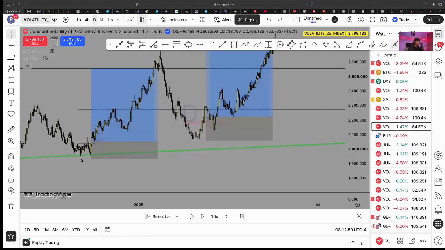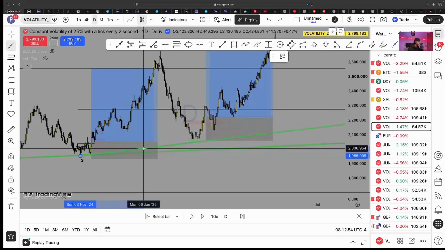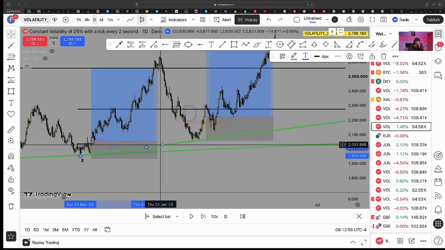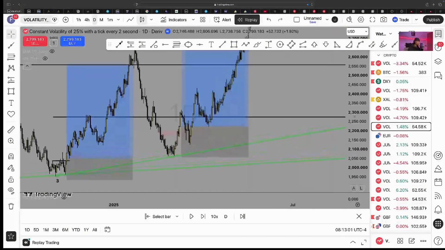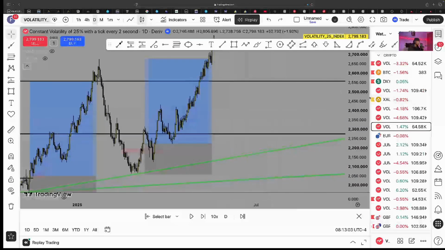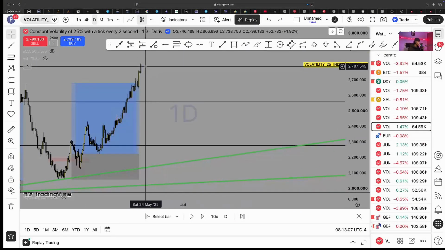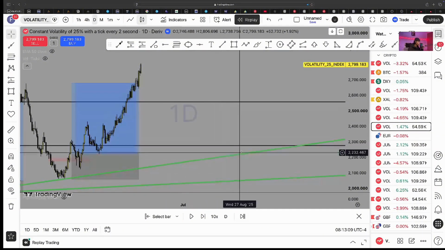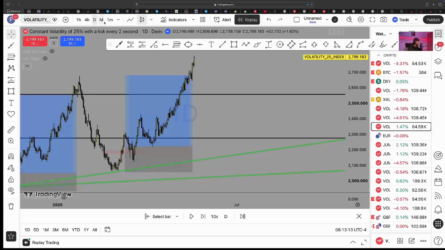On the daily, you can see we have a trend line also on the daily. So in the future, if market ever pulls back to this point, we're going to be looking for buyers at this point. So let's move back to the higher time frame.